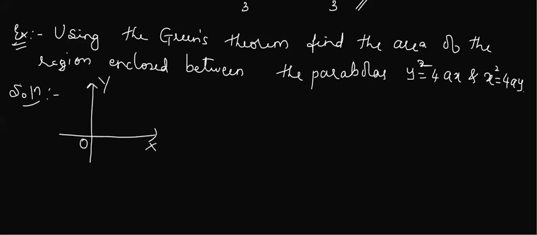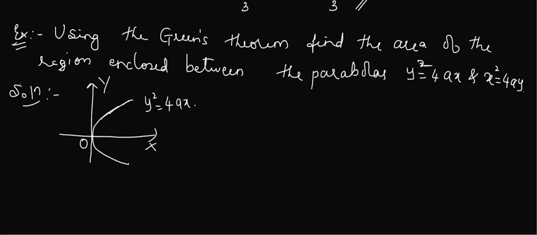Tell me, y square equal to 4ax, where does it open? Above, below, right, left? Yes, it opens to the right side of the x-axis. This is y square is equal to 4ax.